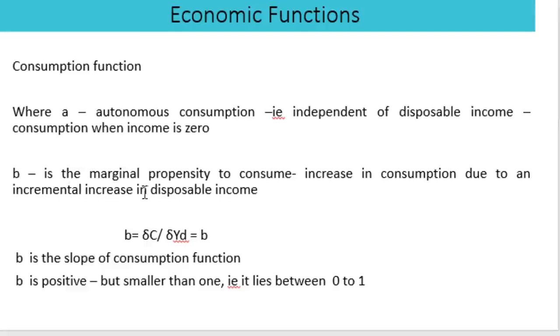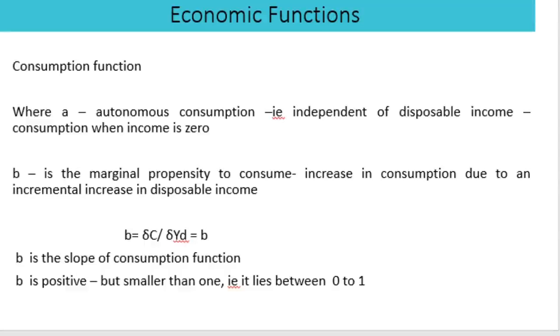And here B is the marginal propensity to consume. Marginal propensity to consume means the increase in consumption due to an increase in disposable income. That is, B equal to delta C by delta YD, or dou C by dou YD equal to B. The change in consumption due to the change in disposable income is termed the marginal propensity to consume.